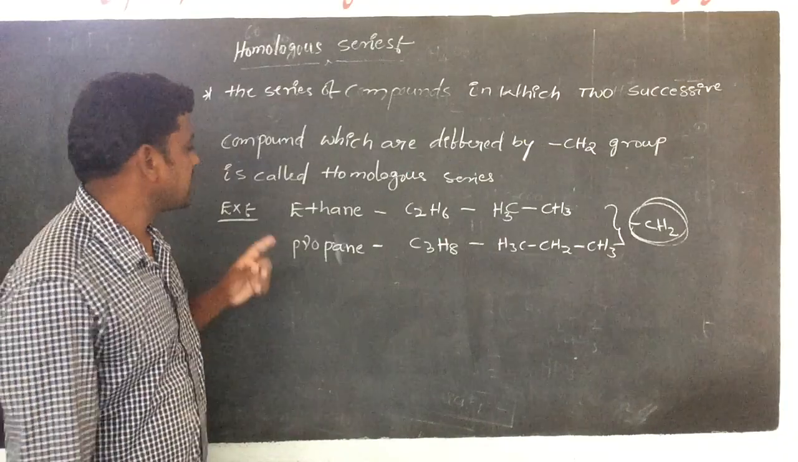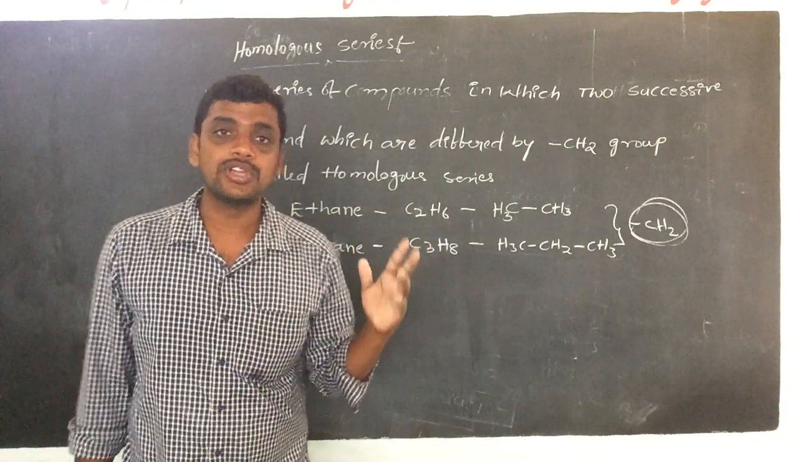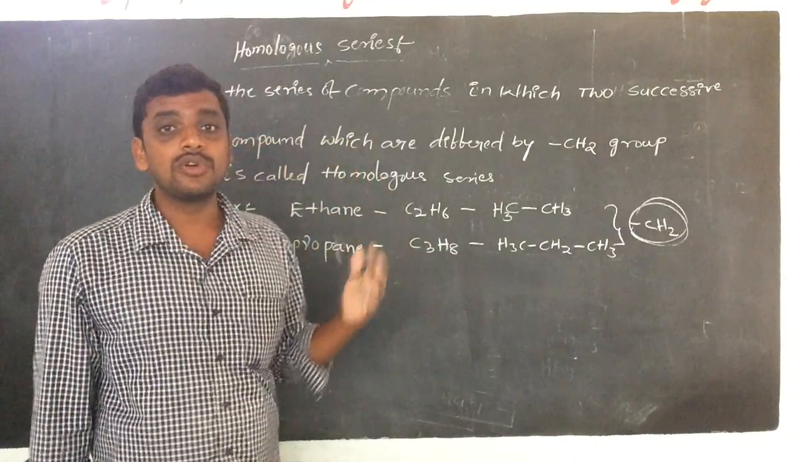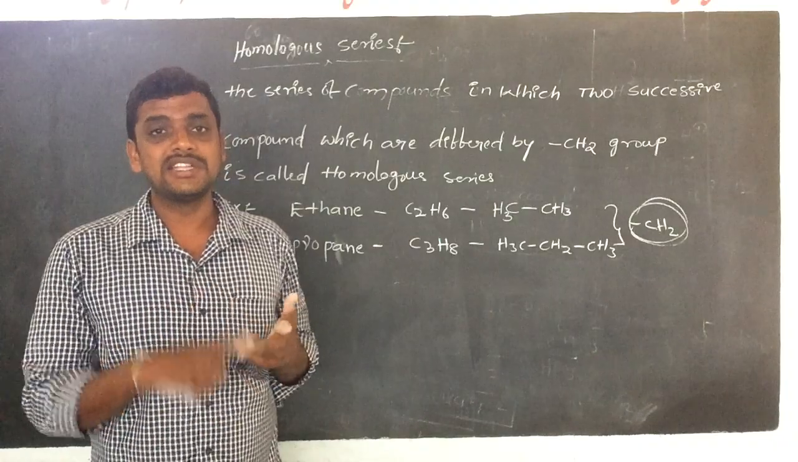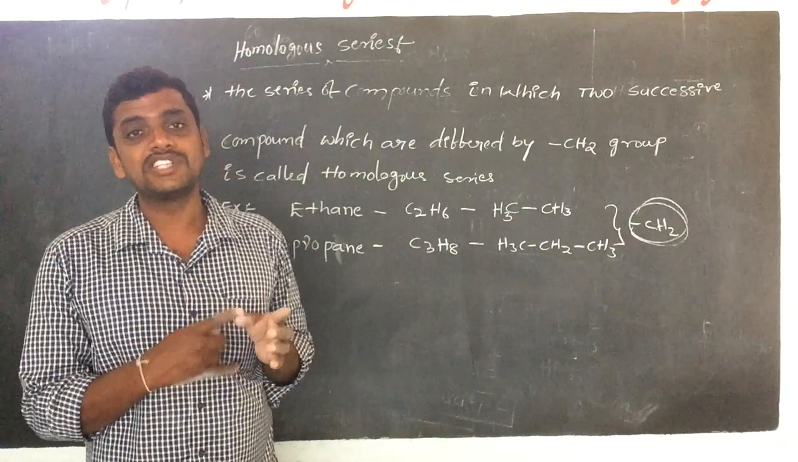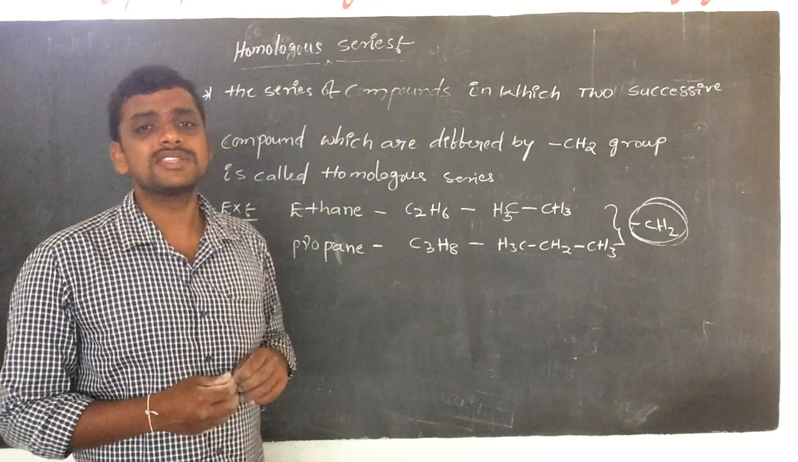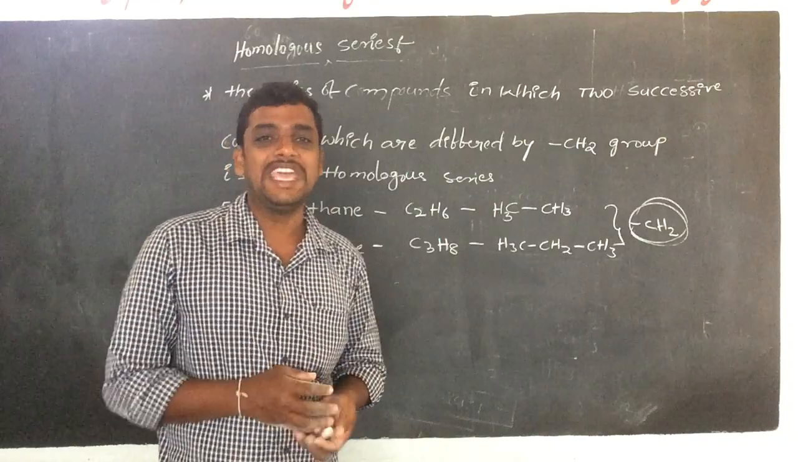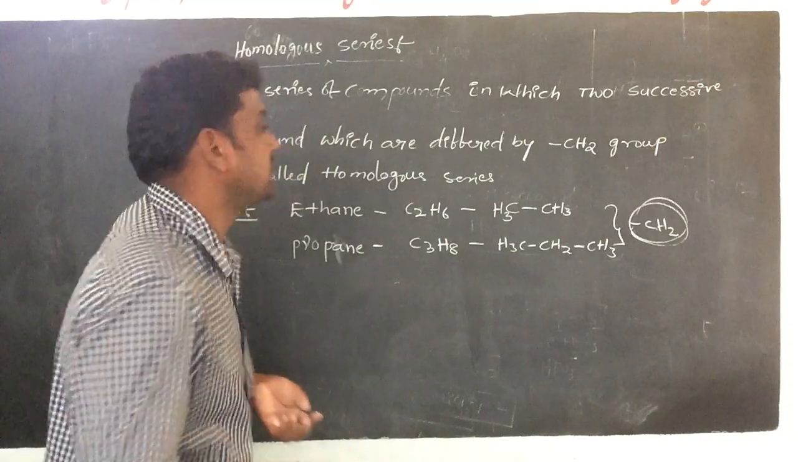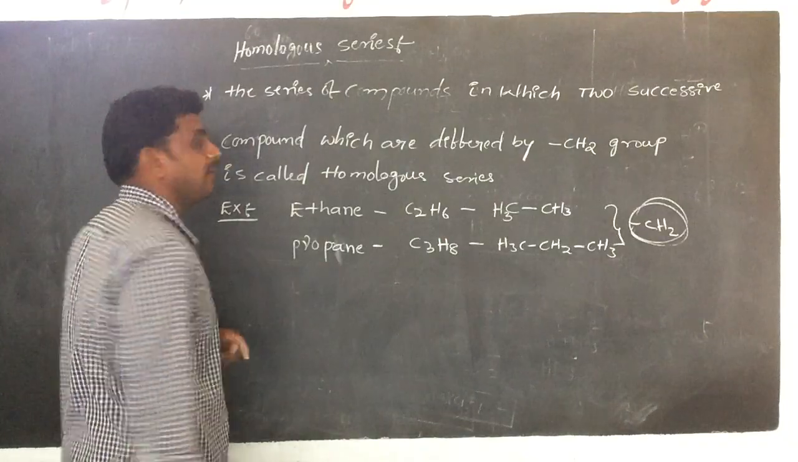First of all, we go to the homologous series. The compounds which show a homologous series: alkanes, alkenes, alkynes, carboxylic acids, aldehydes, alcohols, etc. First we go to the homologous series of alkanes. Write down the definition neatly. Okay?